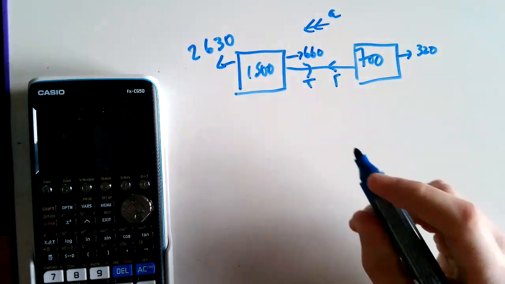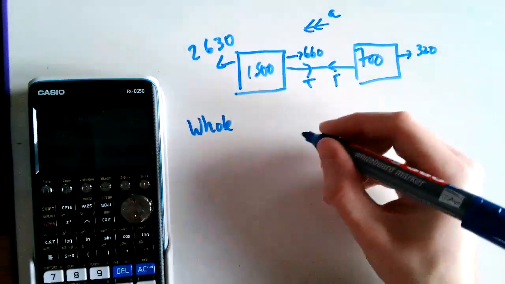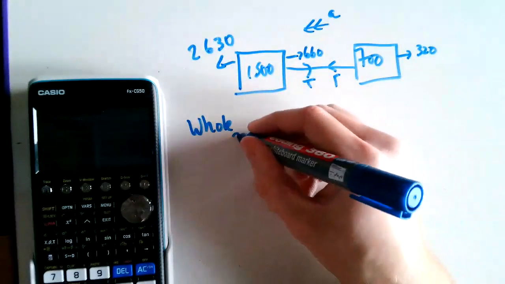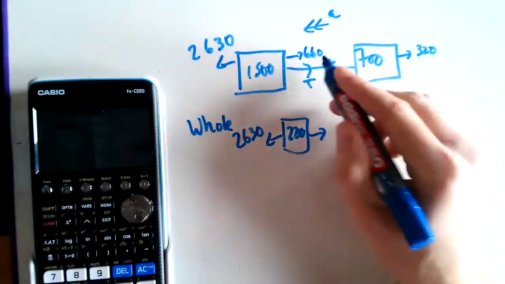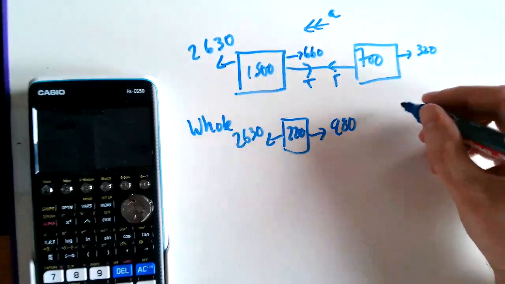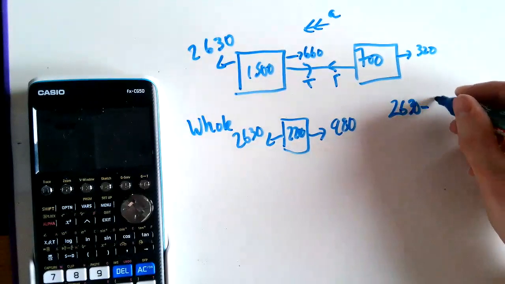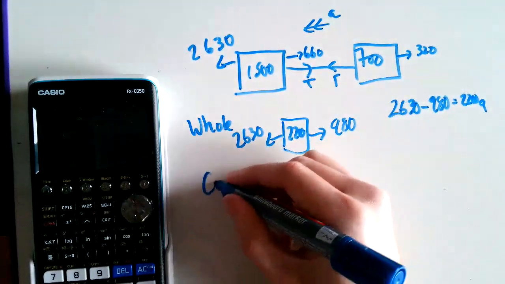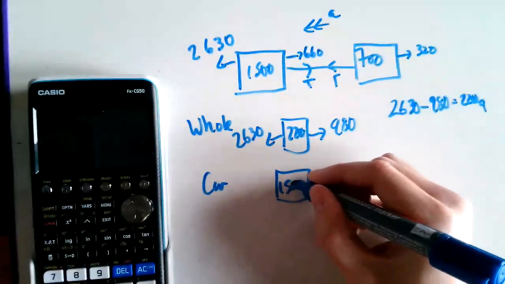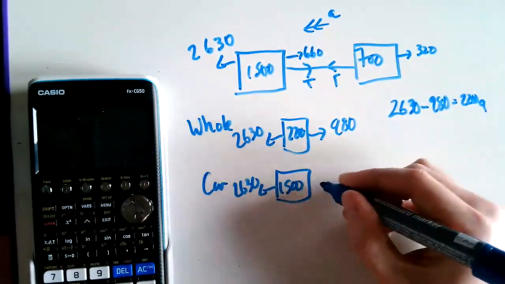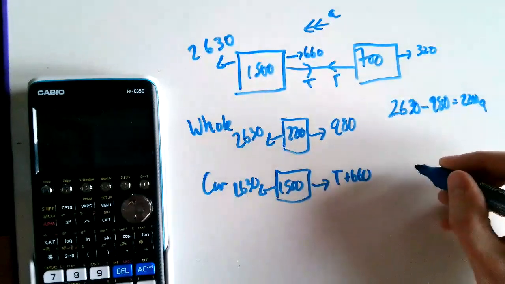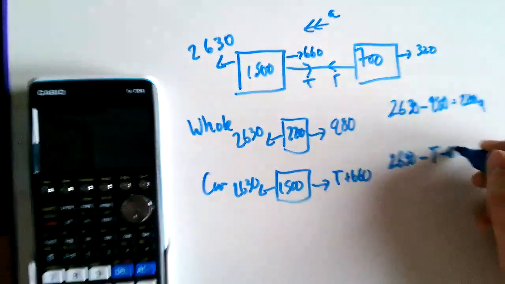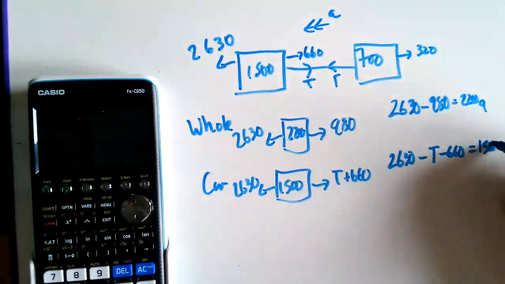So remember, I can get three equations. If I look at this as one whole thing, I get 2,630 going forward, and these two going back, so 980. So I get 2,630, take away 980 equals 2,200a. If I look at the car, I get going forward 2,630 and going back T plus 660. So I get 2,630 take away T, take away 660 equals 1,500a.